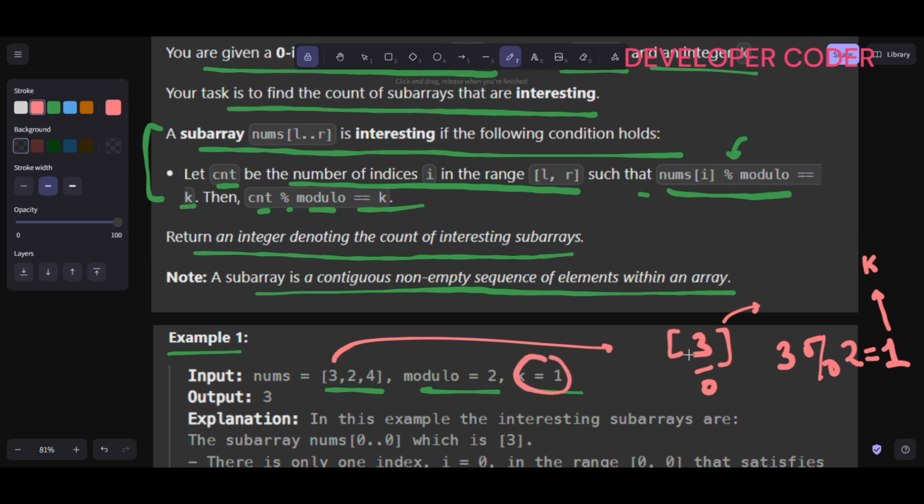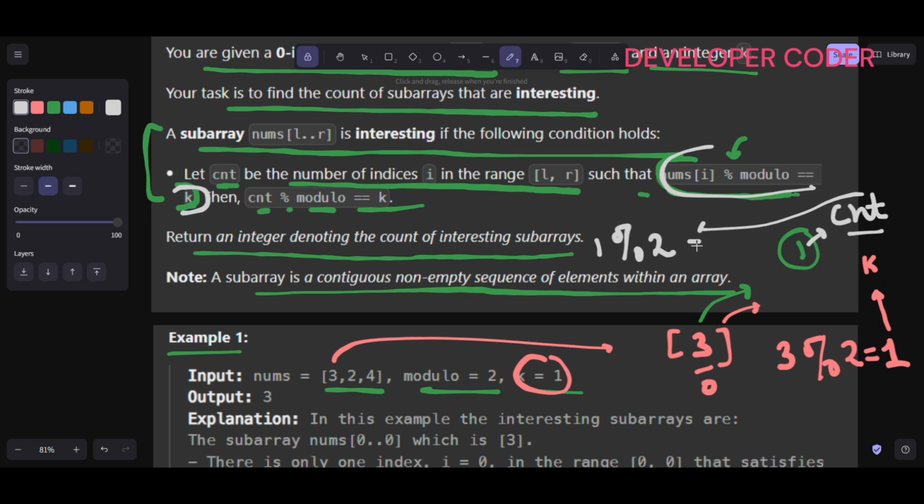And this one value is equal to the k value. So in this subarray there is just one element in which this condition is satisfied, only one. And one is nothing but count. Now if I do count mod modulo, that is 1 mod modulo 2, again I am getting 1, which is equal to k. So that simply means that this is an interesting subarray.